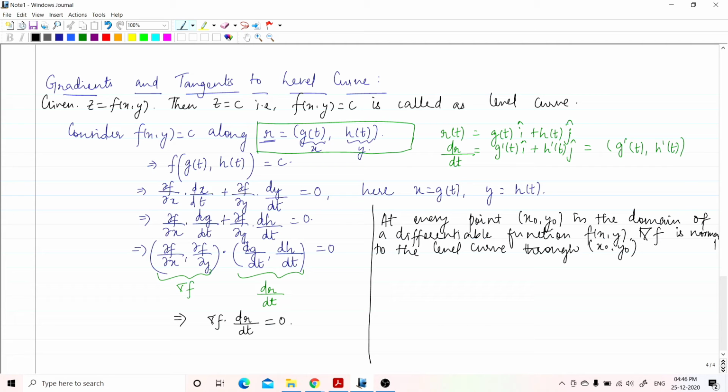You know what do you mean by a level curve? What do you mean by normal? 90 degree to the tangent, sir. Yeah, exactly. So here we know what we mean by a level curve. Whatever may be the function, you take a particular point and identify a level curve which passes through that point. Your gradient vector is going to be normal to the particular level curve that we have found.